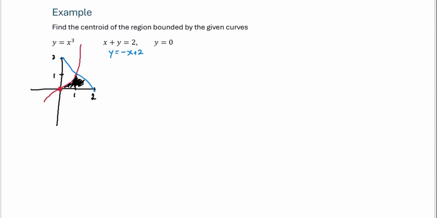So the region is this darkened area. Let's find the centroid. We need 3 things. We'll need the mass and then the moments about the x and y axis. Let's start by finding the mass.